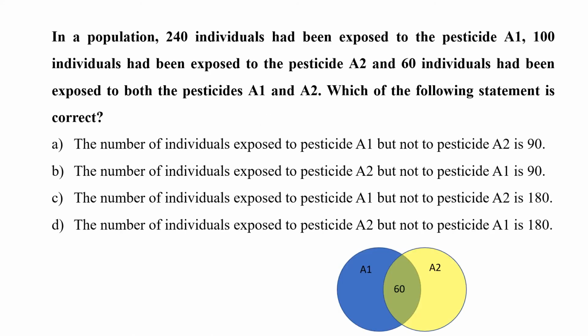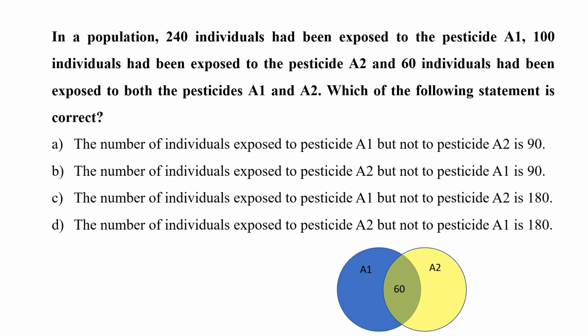Next question is, in a population, 240 individuals have been exposed to pesticide A1, 100 individuals have been exposed to pesticide A2, and 60 individuals have been exposed to both pesticide A1 and A2. Now, which of the following statement is correct?